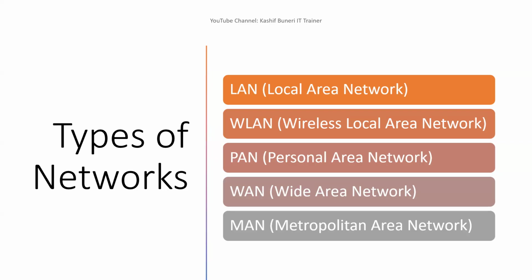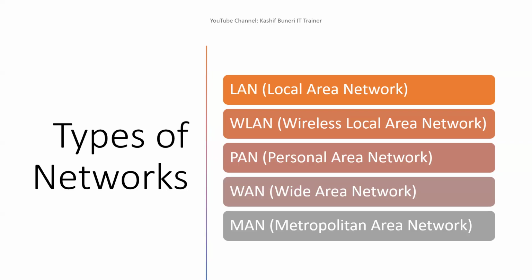What is WLAN? Wireless local area network. Basically, a wireless local area network is the same as a local area network, but without cables. So your home Wi-Fi network is also called WLAN. If you remove the cables and connect all those machines without cables using an access point or any other wireless device, that is called WLAN.